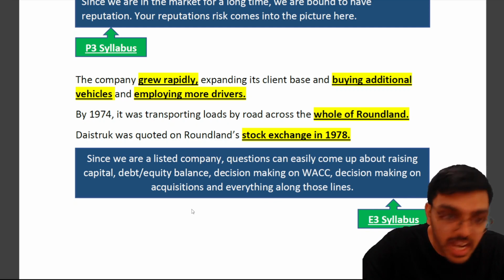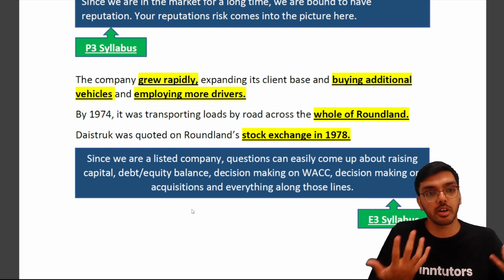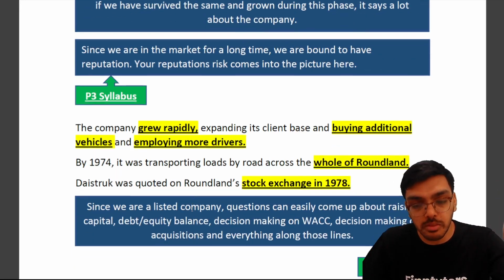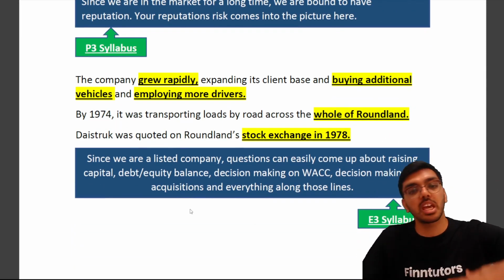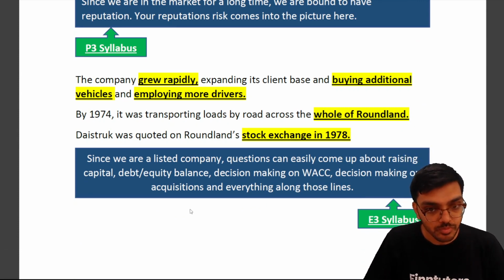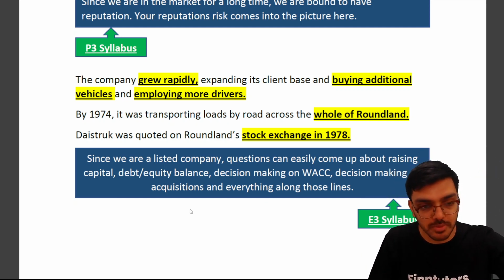In 1978, we were listed on the stock exchange. So it became a large enough company to list on the stock exchange. Founded in 1958, in 20 years it became a large enough company to be listed on the stock exchange. And we've already spoken about this quoted company in the first page of the pre-seen.